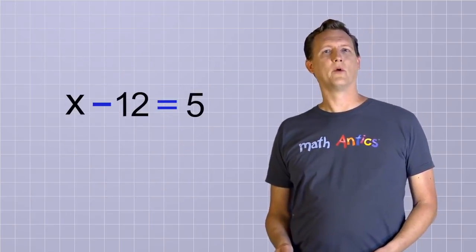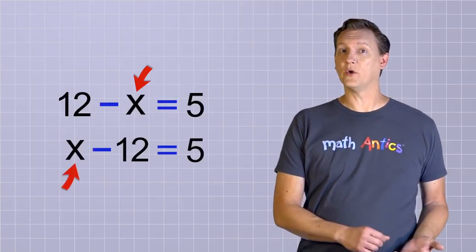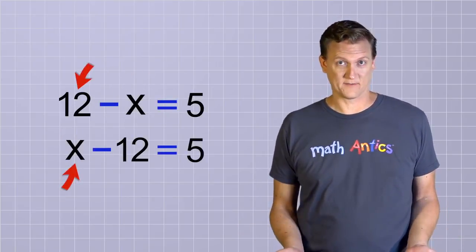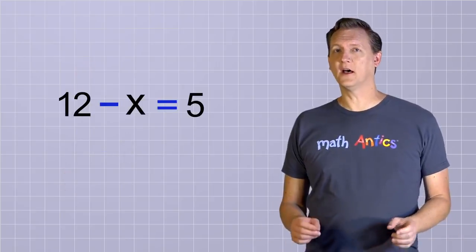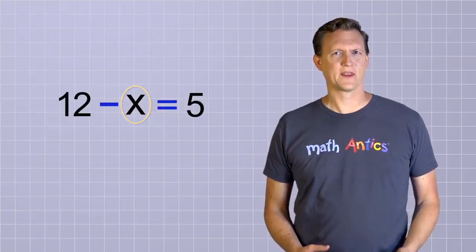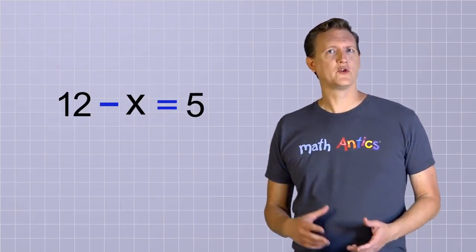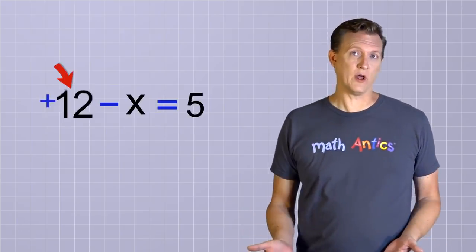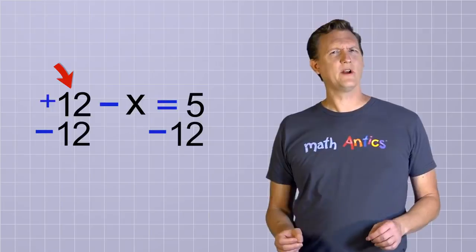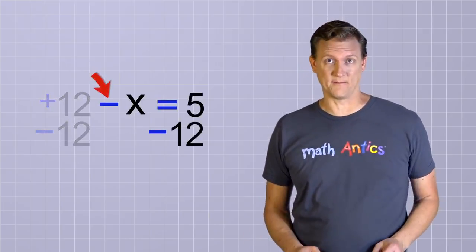Suppose we get a problem where instead of a number being taken away from an unknown, an unknown is being taken away from a number. What do we do in that case? Well, we still want to get the unknown all by itself, but it's a little harder to see how to do that. In this problem, 12 minus x equals 5. The 12 on this side is a positive 12, so we could subtract 12 from both sides. That would get rid of the 12, but the problem is that wouldn't get rid of the minus sign.